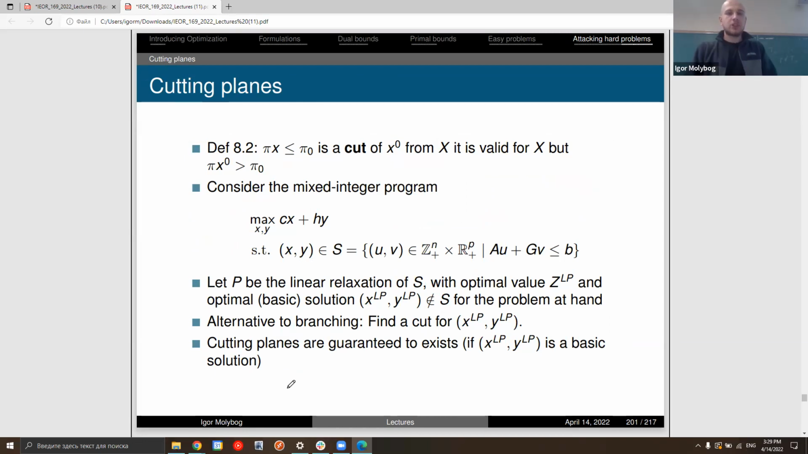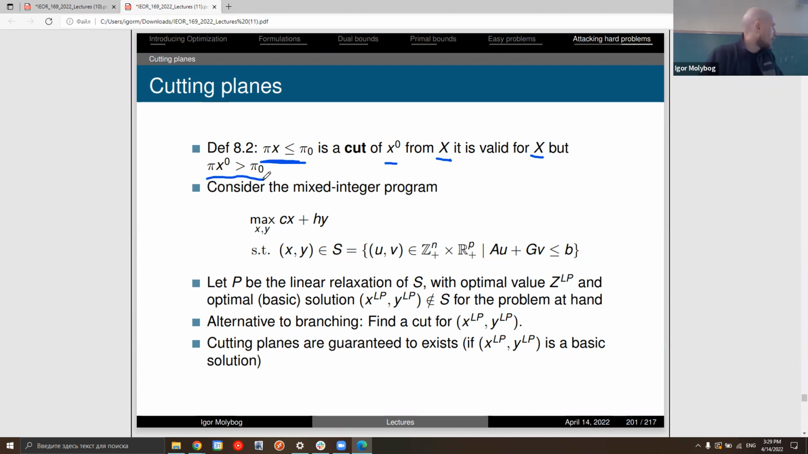Okay, so let's switch to the topic of cutting planes. To define a cut, you need two things. First, you need a set X, and then you need a point x0 that does not belong to the set X. And a cut or a cutting plane is an inequality pi x less than or equal to pi 0, such that this inequality is valid for X. So basically, it's satisfied by any point in X, but it is violated by the point x0.